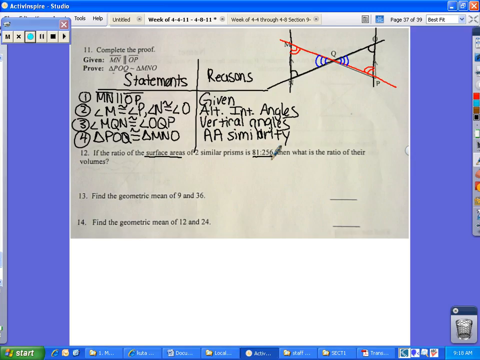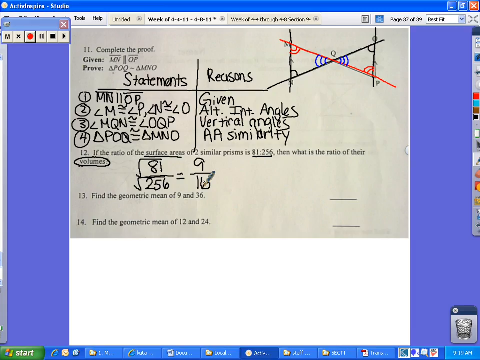Alright, so for number 12, they give you that the ratio of the surface areas is 81 to 256, and we want the ratio of the volumes. So, I don't have the linear ratio. However, I do have the area ratio. So how do I go from the area ratio to the linear ratio? And the answer is I have to take the square root. So if I take the square root of 81, I get 9. If I take the square root of 256, I get 16.